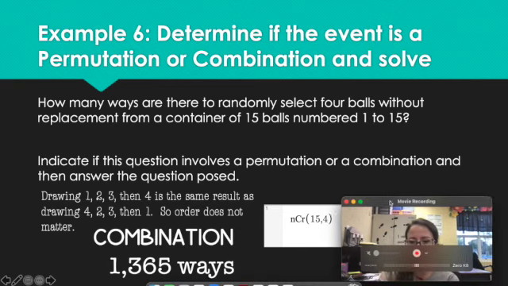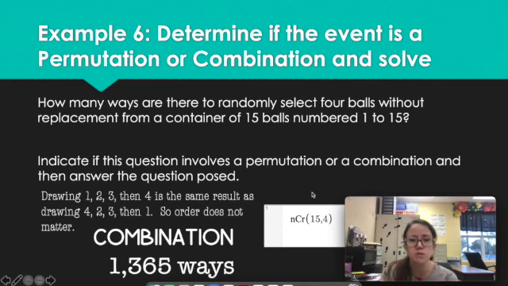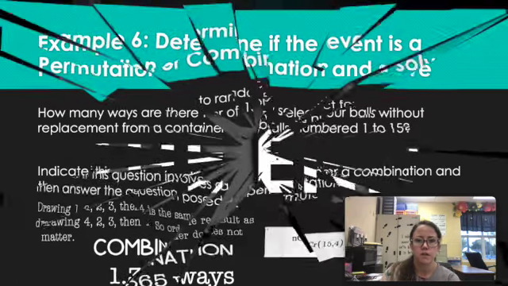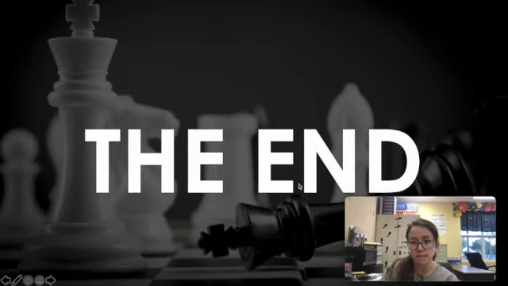Remember, those screenshots there are screenshots of Desmos, so make sure you're practicing. You don't have to find the stats button. You can actually type lowercase n, capital C, lowercase r, and then open a parenthesis and it'll do it for you. Okay? All right. So now you're just practicing. Can you tell the difference between permutation and combination?